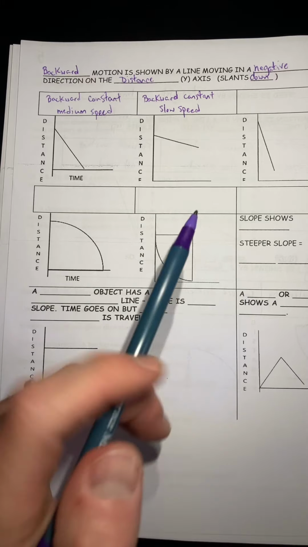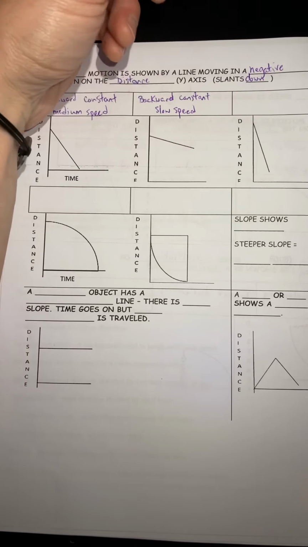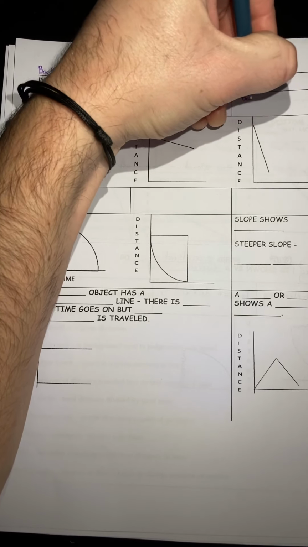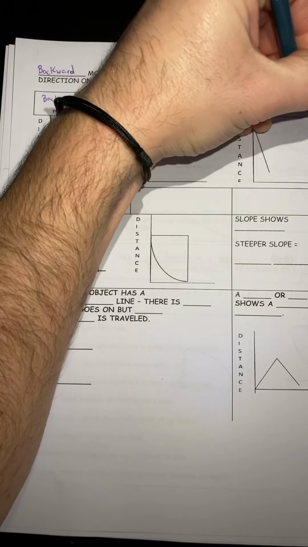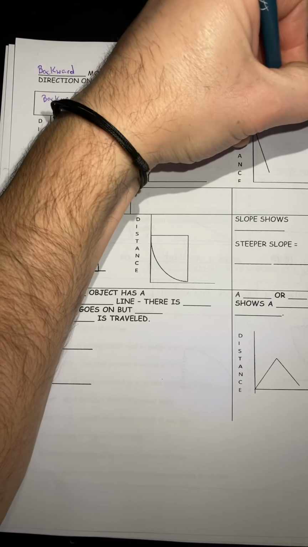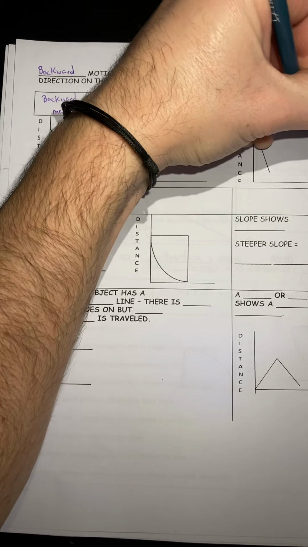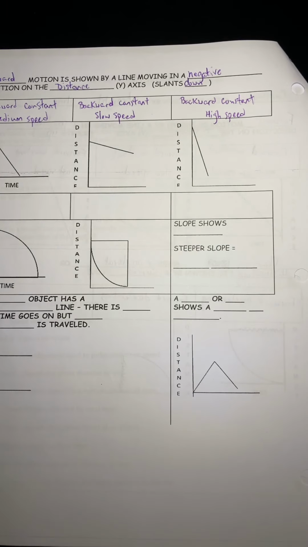All right. The third one. What is it? Backward, constant, high speed. Okay, backward, constant, high speed.